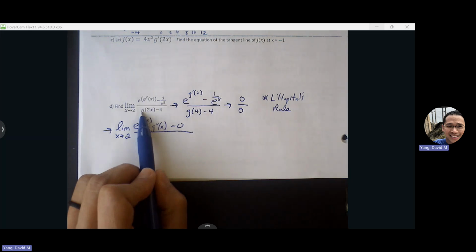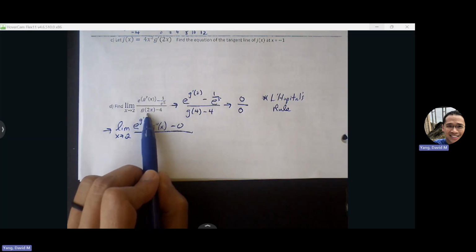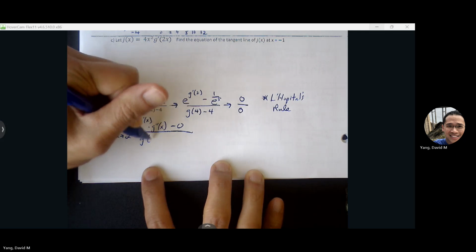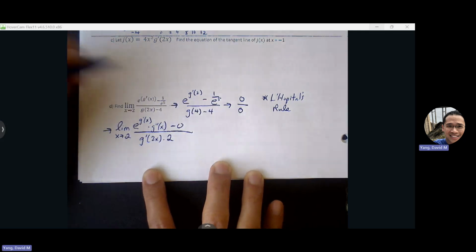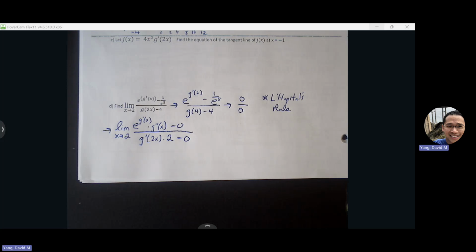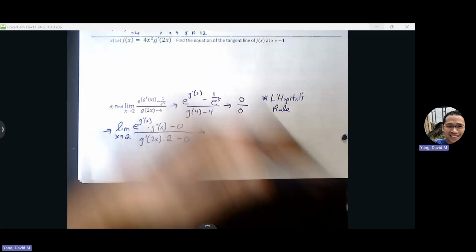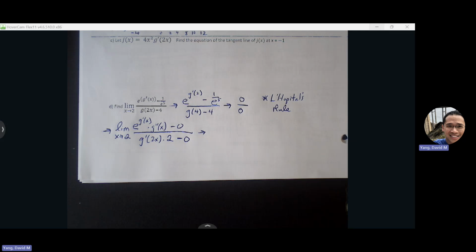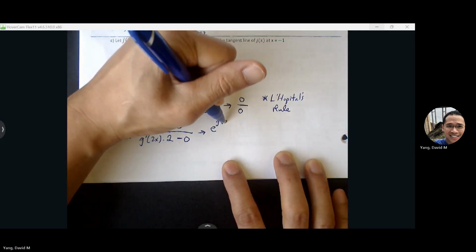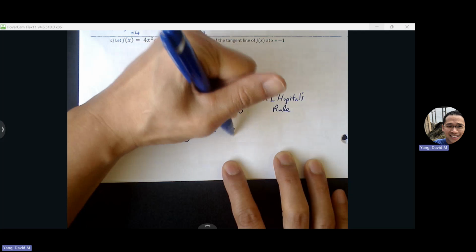All right, the denominator's derivative, g of 2x becomes what? It's 2, yeah. And then the 4, careful, also drops out to 0. All right, so now we have the derivative version of the expression. Let's reevaluate. Let's see if we can get any closer to a real number.